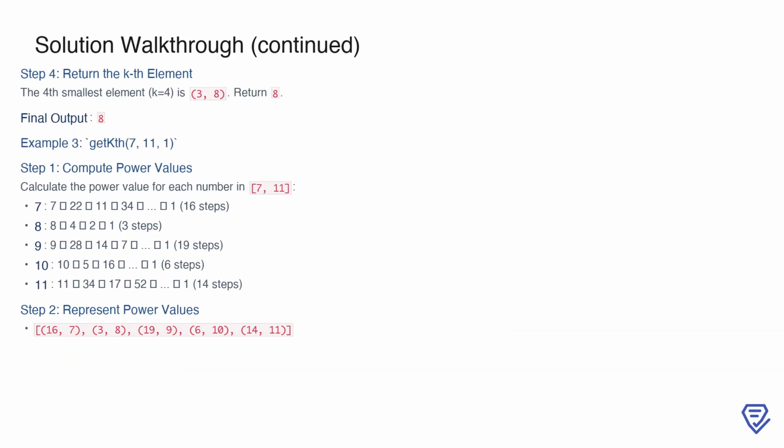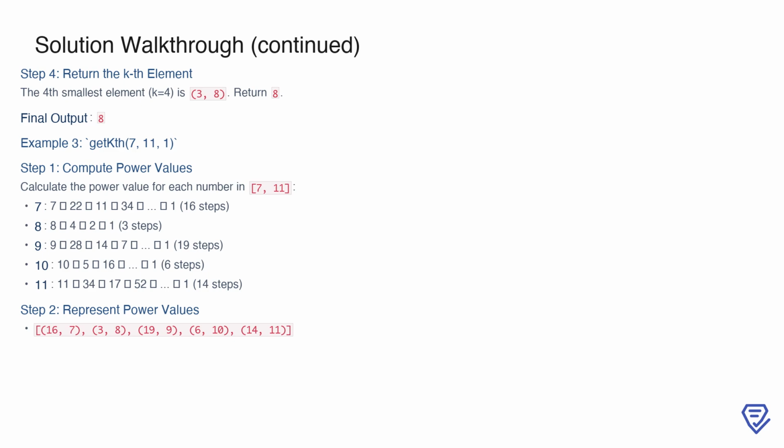From the sorted list, we now identify the kth smallest element, where k equals 4. The fourth smallest element in this list is [3, 8]. Hence, we return the number 8 as the final output for this example. With that, the result for getKth(1, 10, 4) is 8.